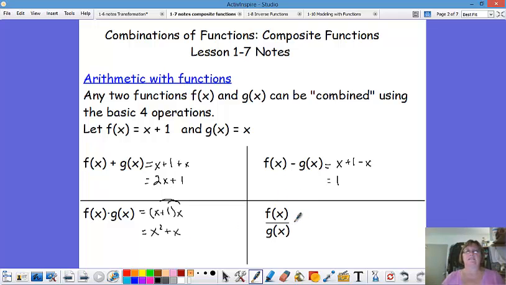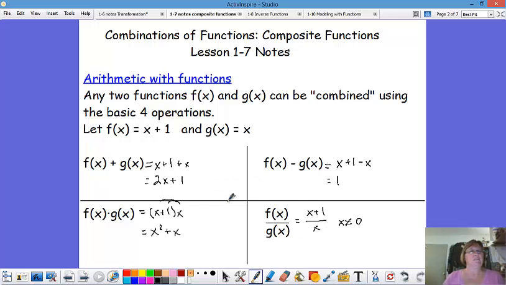Here's our last combination of functions, and we're going to combine with division this time. F of x is x plus 1. G of x is just x, and since there is not an x that can be divided out of both terms here, this is as far as we can go with this composition. We do have to remember though that this will never work if x is 0, because we can't divide by 0. So you can see that part of our discussion today has to be about domains for functions.